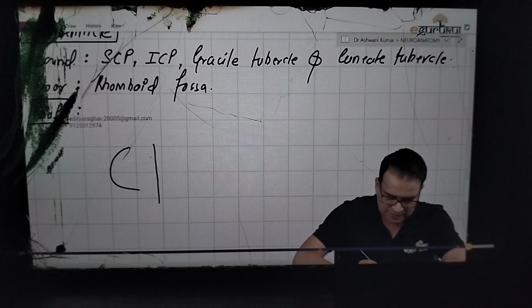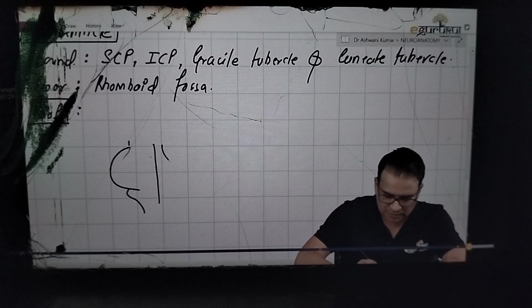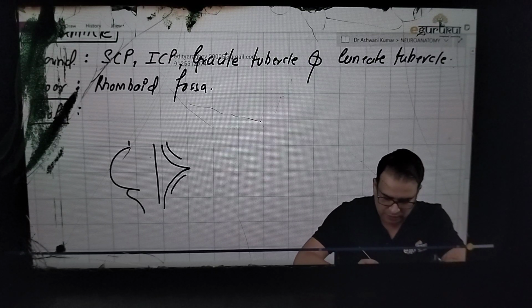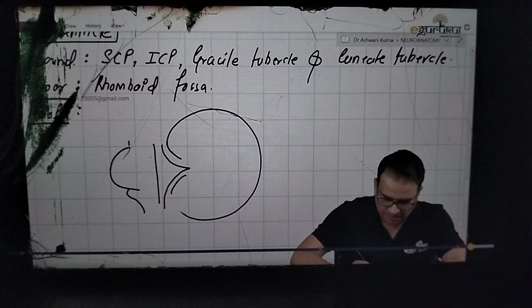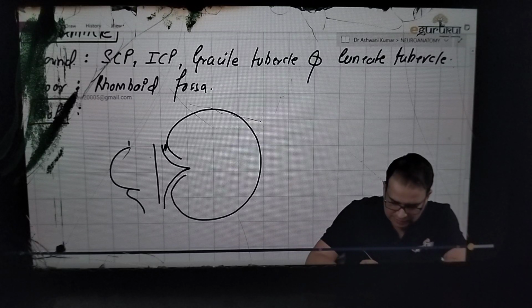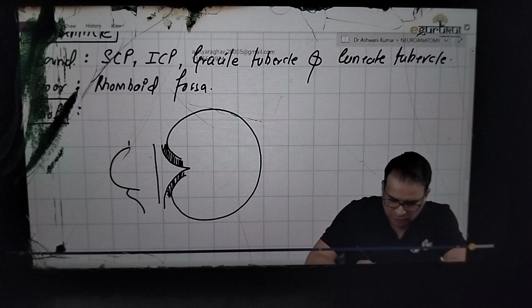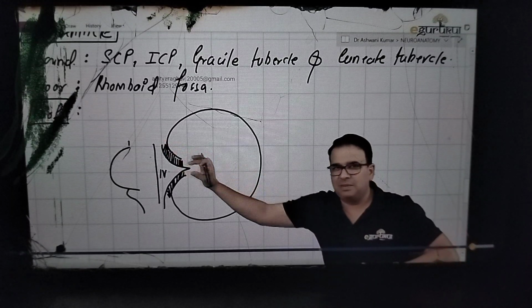Here we got the pons. Let's say there is pons and medulla oblongata, and this is how the fourth ventricle was. That's the fourth ventricle, and here we got the cerebellum. Now look at this. This is forming the roof in the upper part, and then below this angle, this is forming the lower part of the roof. Those are the extensions of the cerebellum which are forming the roof.